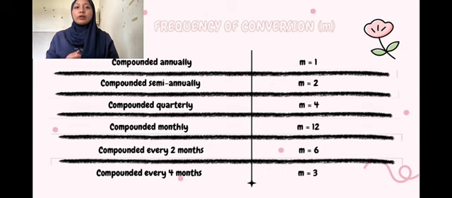Frequency of conversion M. Compounded annually, M equals 1. Compounded semi-annually, M equals 2. Compounded quarterly, M equals 4. Compounded monthly, M equals 12. Compounded every 2 months, M equals 6. And compounded every 4 months, M equals 3.